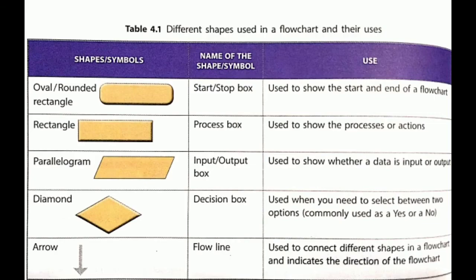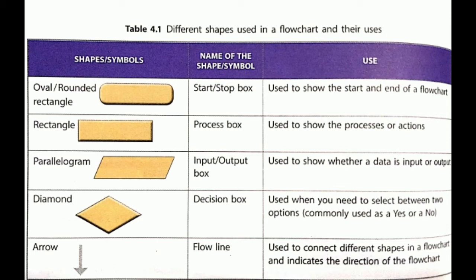Next, let us see different shapes which are used inside a flowchart and their uses. First shape is oval or rounded rectangle. It is used for the start or stop box. Its use is to show the start and end of a flowchart. So for indicating the start and stop, we use oval or rounded rectangle. Second one is rectangle. The name of the symbol or shape is process box. It is used to show the processes or actions. So whichever process you want to show, you should represent it inside the rectangle.